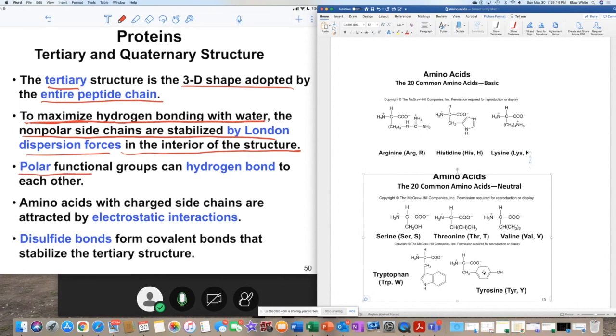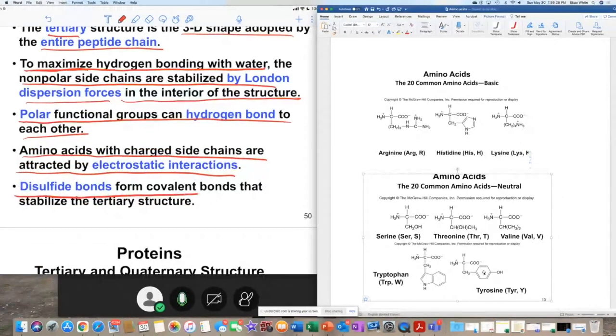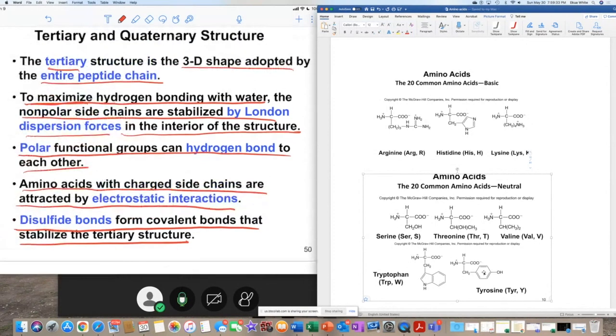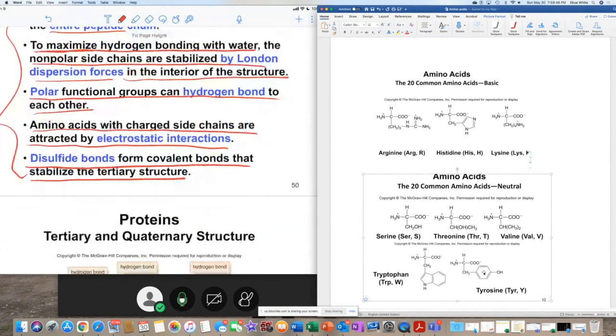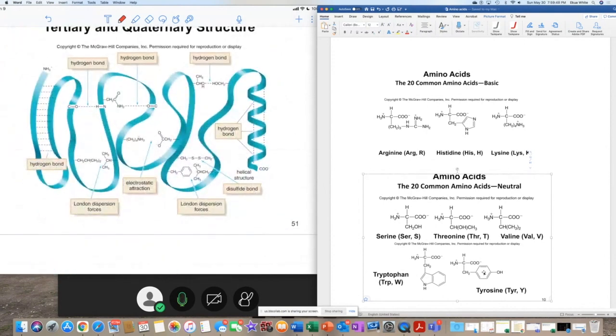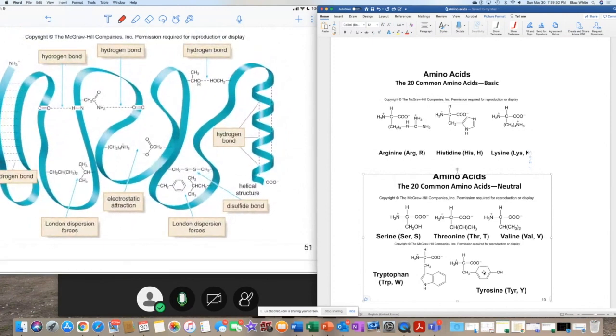So here we're seeing polar functional groups can be hydrogen bonded to each other. Amino acids with charged side chains are attracted by electrostatic interactions. Disulfide bonds form covalent bonds that stabilize the tertiary structure. Bottom line, the more complex the structure, the more bonds are taking place. So they're telling you all of this can be going on in a tertiary or quaternary structure of the protein. The more complex, the more coiled it looks, the more bonds you have going on to keep the protein in that shape. Okay. So we have a lot going on here.